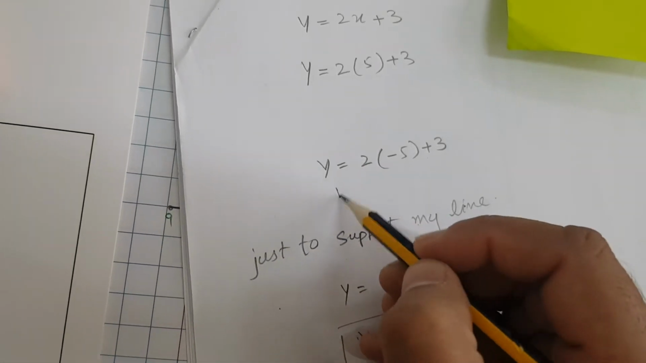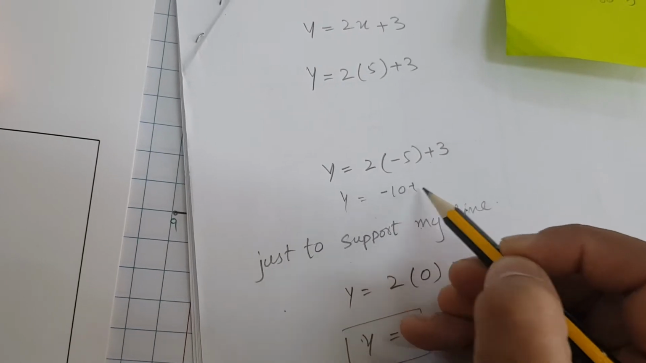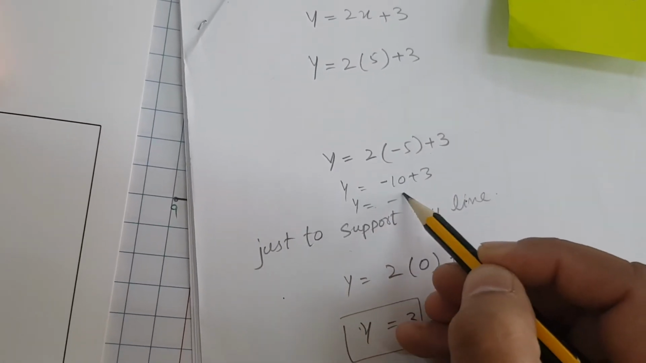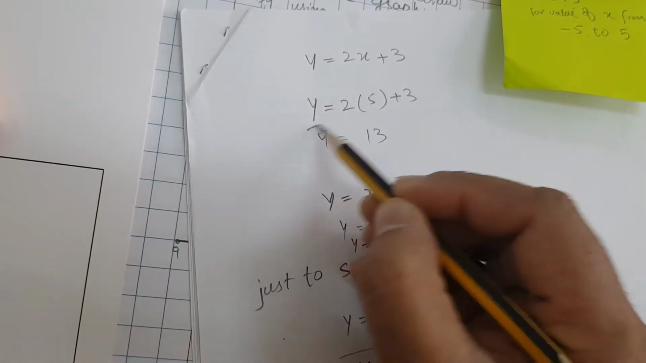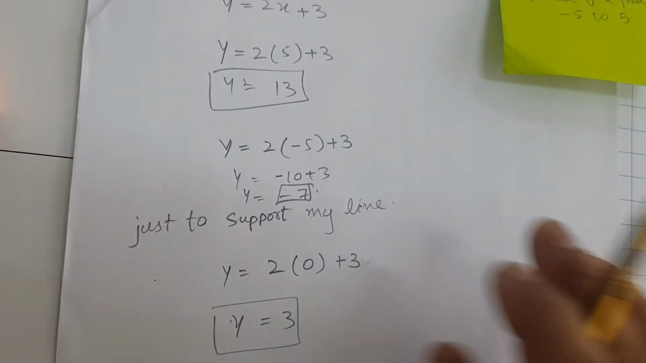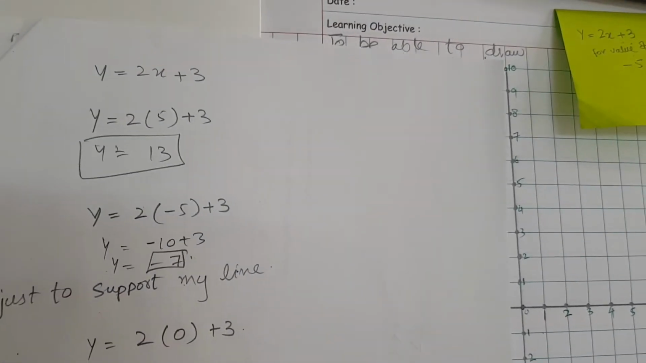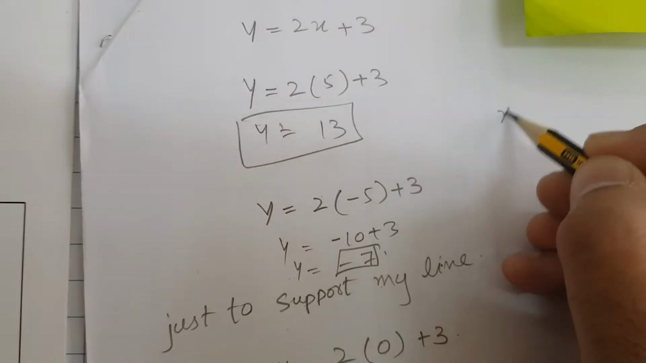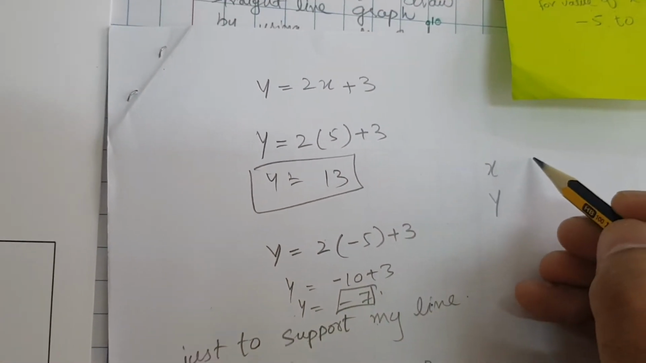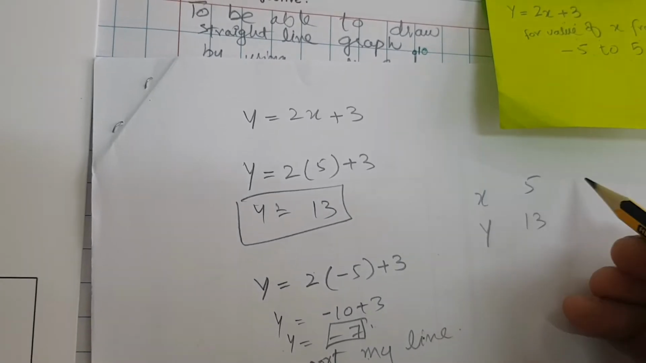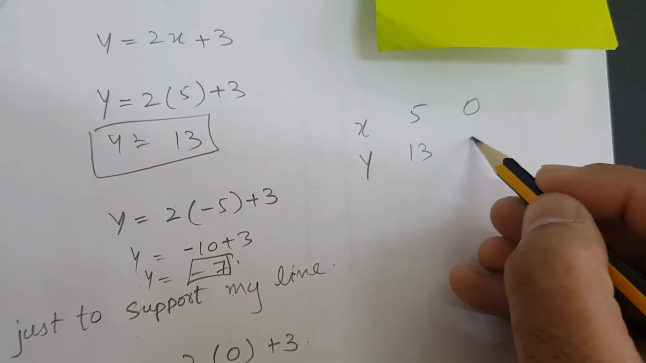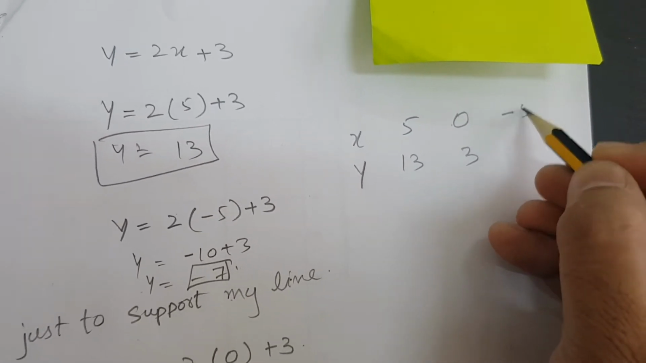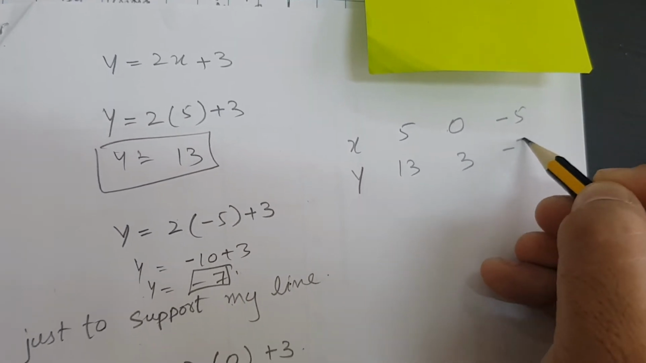Now all I'm doing is calculating the values. y equals negative 10 plus 3, and this gives me negative 7, and this gives me y equals 10 plus 3, which makes it 13. So 13, negative 7 and 3. Every time I put x as 5, 0 or negative 5, I'm getting the values of y. So now I will draw this table. x equals 5 and y equals 13. If I place x as 0, I get y as 3. If I place x as negative 5, I get y as negative 7.